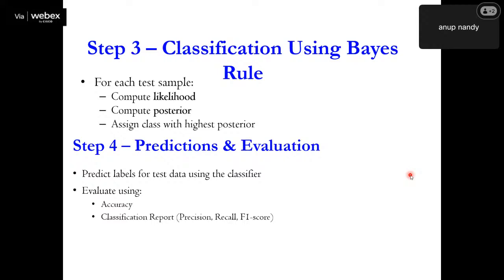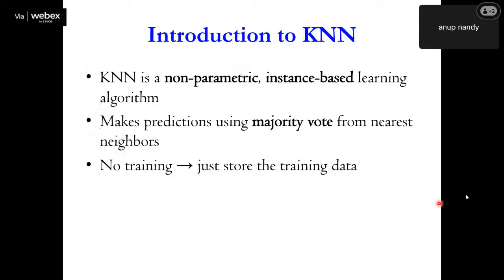Then you do classification using Bayes rule. For each test sample, you compute the likelihood, compute the posterior, then assign the class with the highest posterior value. If you assume all the classes are equiprobable, then you only have to consider the likelihood function. Then you predict the label for the test data, evaluate the accuracy, and calculate the precision, recall, and F1 score. This is a standard measure that you can show. So these are the things that you have to do.